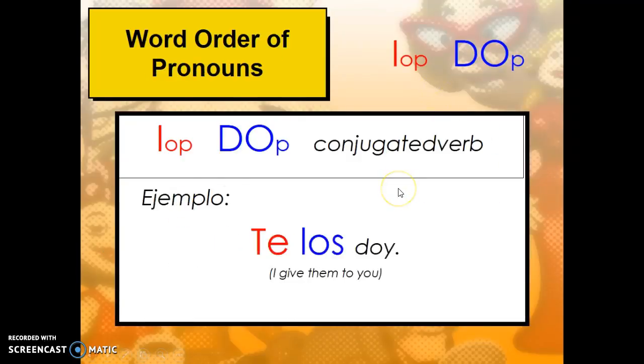So, here's an example of just a sentence of the word order. The IOP, I do, the DOP comes next, and then the conjugated verb. So, te los doy. I give them to you, or if you're reading it backwards, to you, them, I give. This is always going to be the word order. I do, conjugated verb.